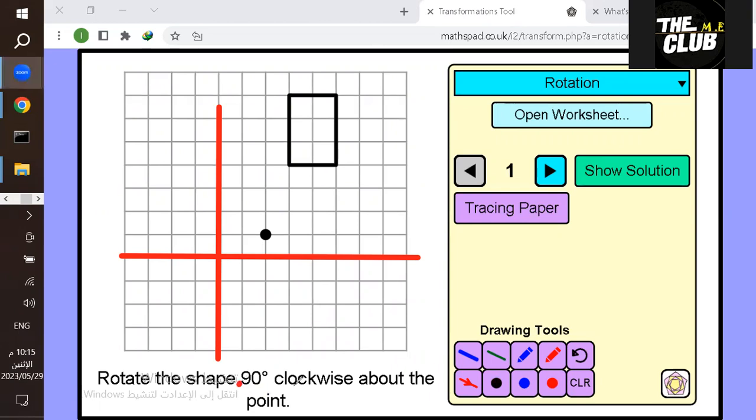And then you want to know if it is clockwise or anti-clockwise or counterclockwise. And then you'll know the point. So these things in rotation are important.